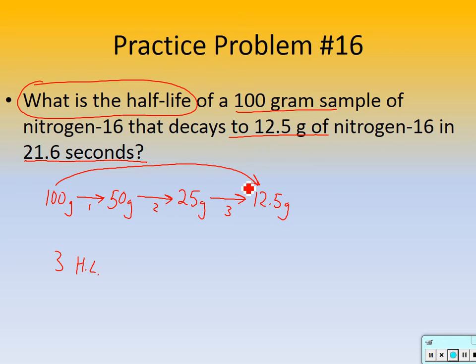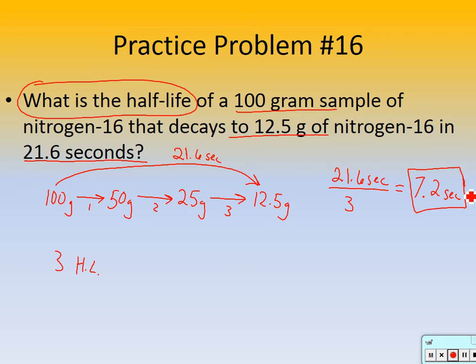So if that whole process took 21.6 seconds, how could we find out how long each half-life is? Good, Zach. Yeah. So we'd take the total time, which was 21.6 seconds, and divide it by the number of half-lives, and that will give us how long each half-life must have been. So 21.6 divided by 3. Are you guys getting 7.2? 7.2 what? Seconds. Good job, Dallas.